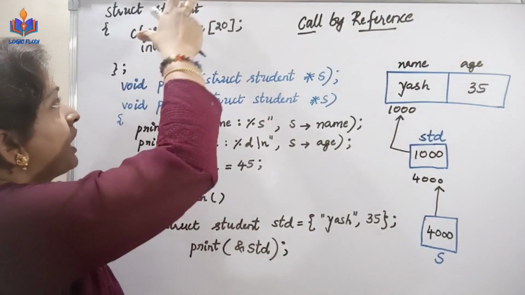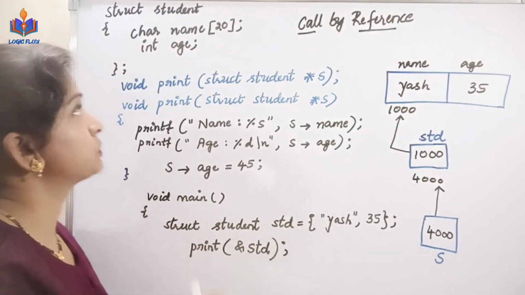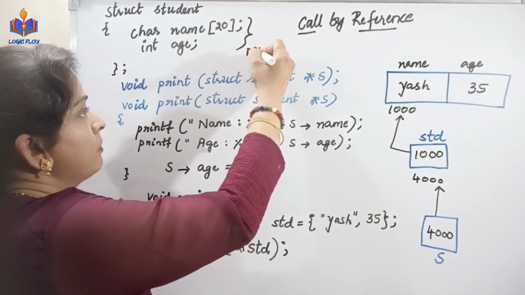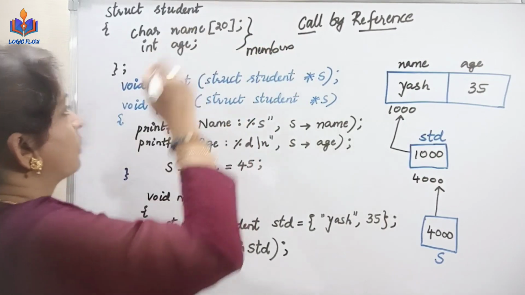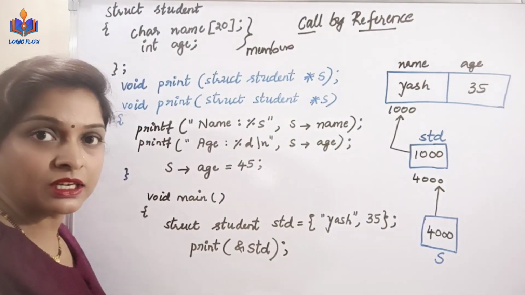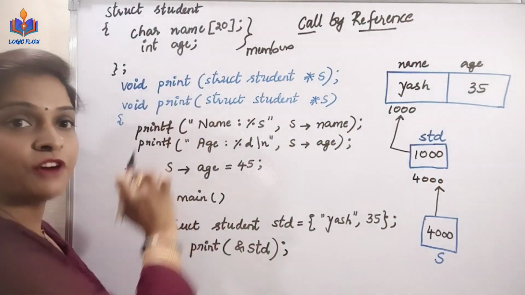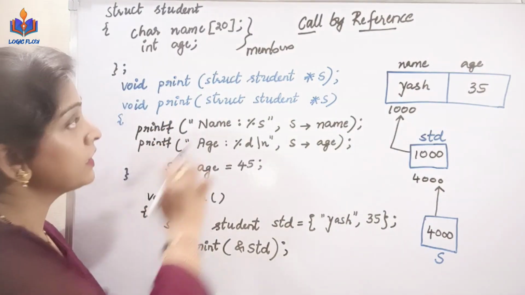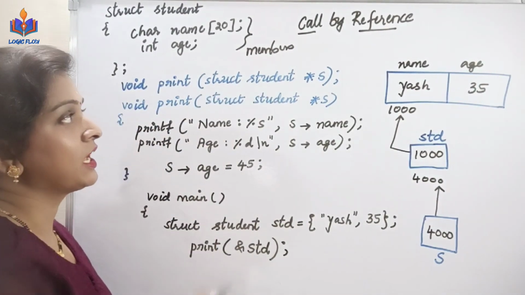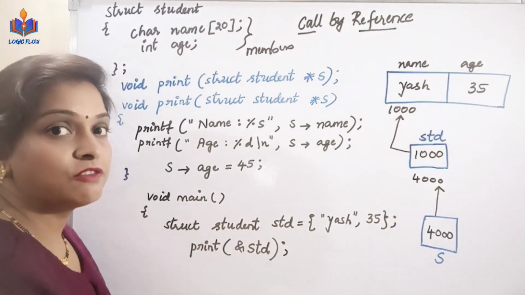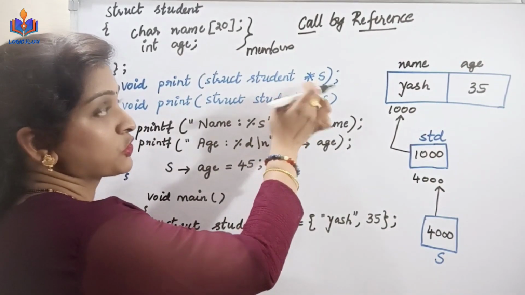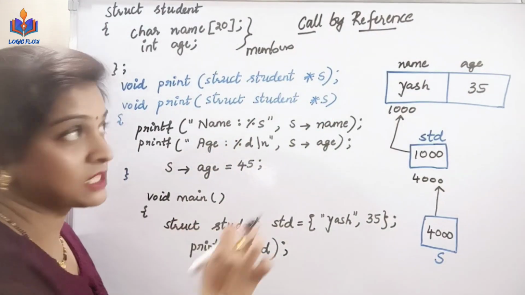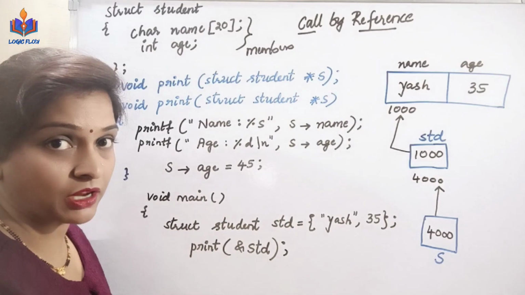Now let me have the same structure, struct student, with a character array name and age. So these two are the members. So the structure definition is done. We have the function declaration. The function name is print, return type is void, and I am taking the structure itself as argument, but it is a structure pointer. So I say struct student asterisk s. Semicolon, so it is a declaration.